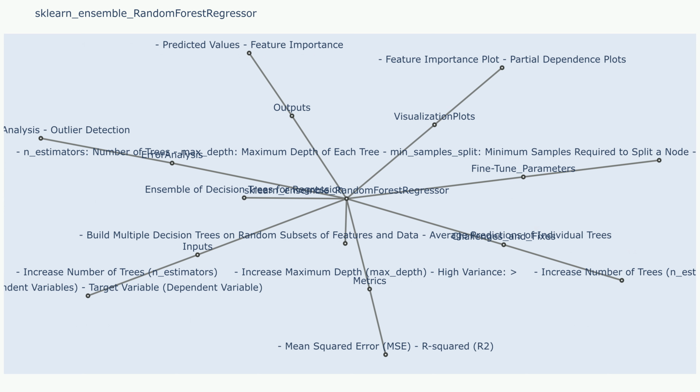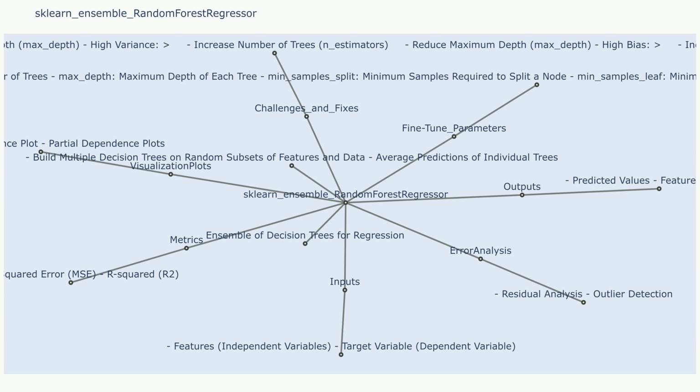Outputs. Output 1. Explain in detail. The random forest regressor produces a prediction for each input data point. The output is a numerical value representing the model's estimated value for the target variable. Output 2. Explain in detail. The random forest regressor also provides attributes that offer insights into the model's structure and performance.